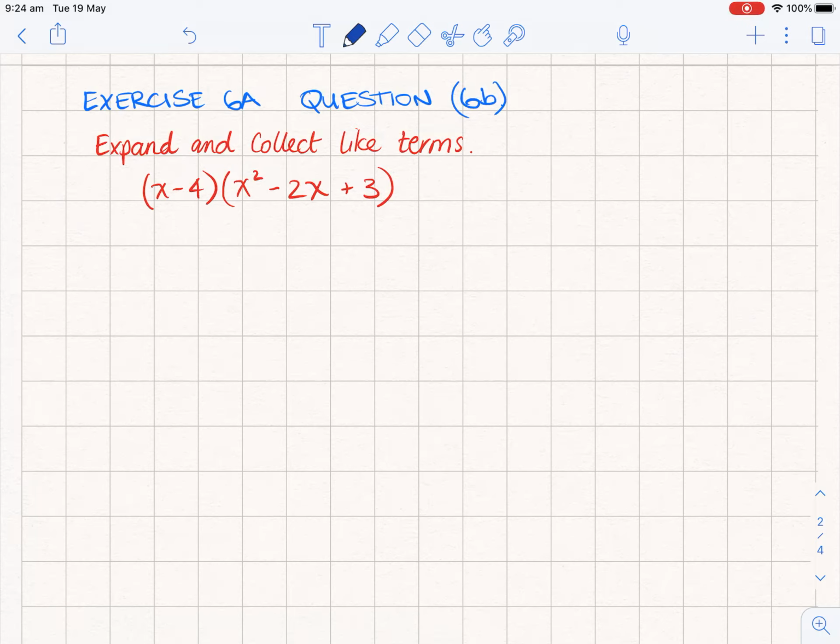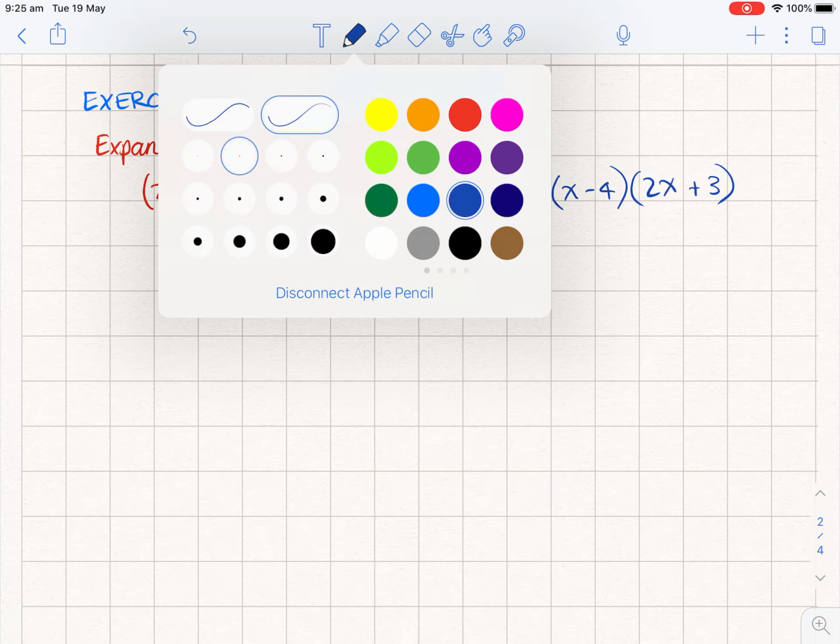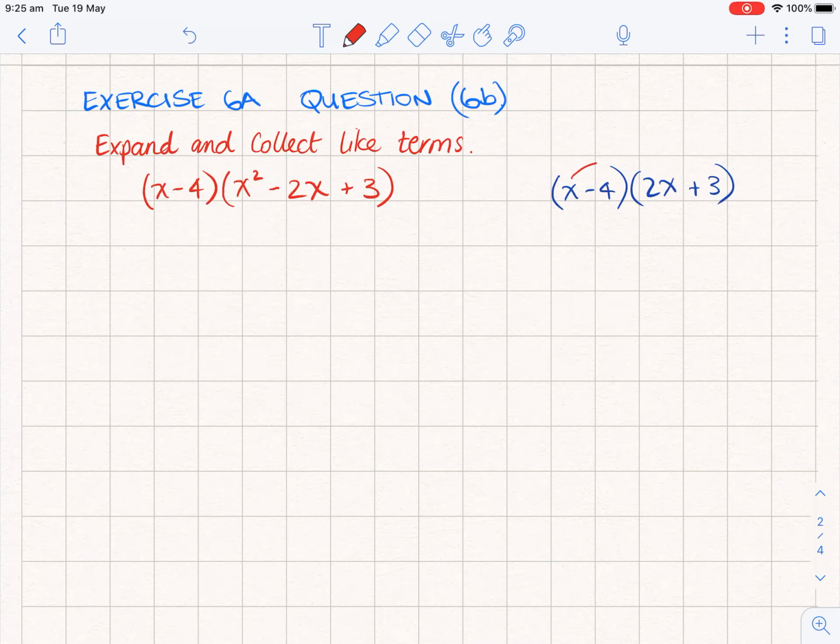So for my next video, a few people asked me for help on the questions from exercise 6A, question 6. And these are expansion problems where I have two factors, except one of those factors is a quadratic. Now we're used to having problems like x minus 4 times 2x plus 3, where both factors are linear. And we've talked about a few different methods for doing this.